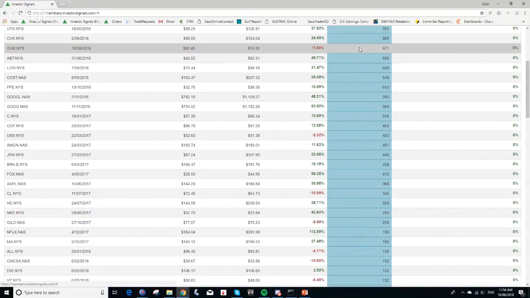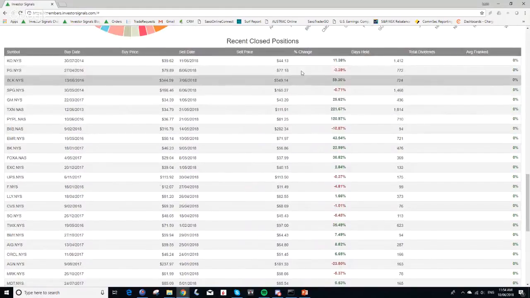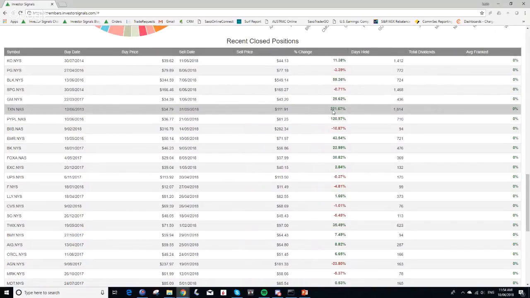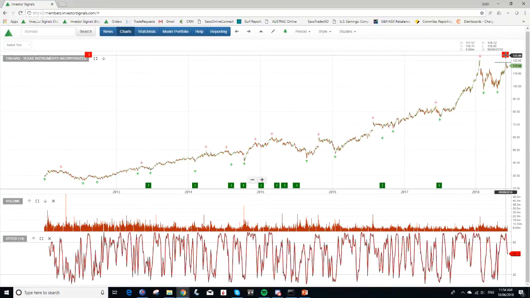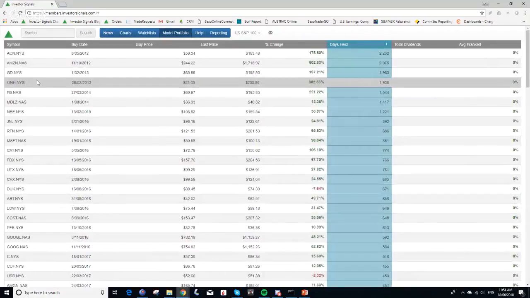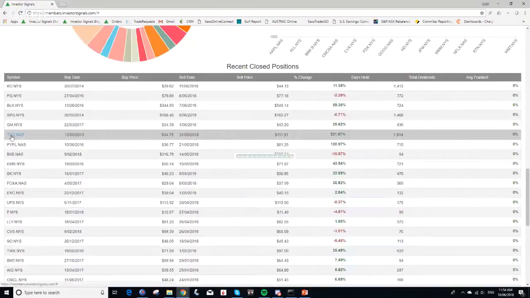Just to finish off here on the 100, come down and have a look at the recently closed positions. So you can see here the performance of some of these. Texas Instruments was a great performer, and if we go back and have a look at the history of when that was added, it went from sell conditions to buy conditions in 2013, and it was only recently removed from the model portfolio only a week or so back. And if we jump back into that, go down to the recent position. So that was what we're looking at there, Texas Instruments.